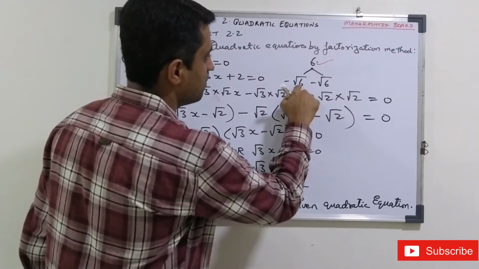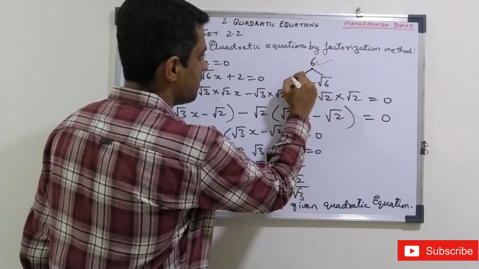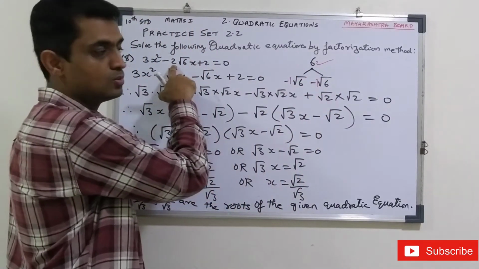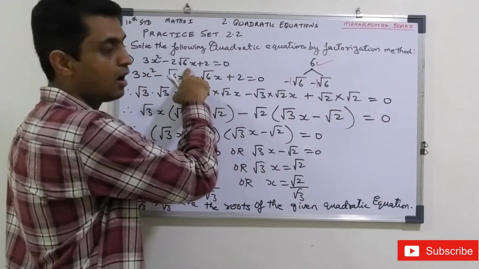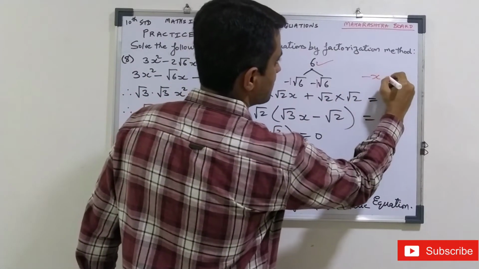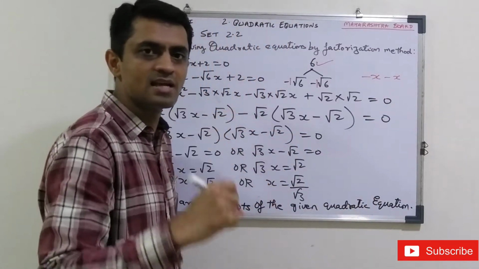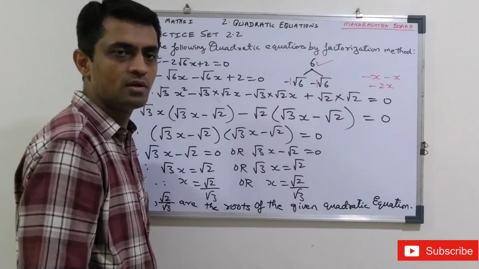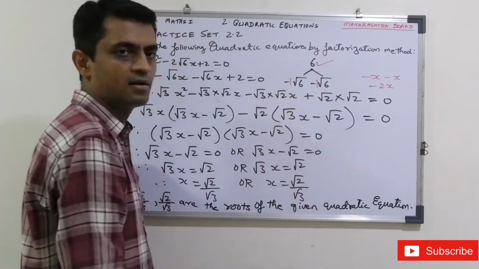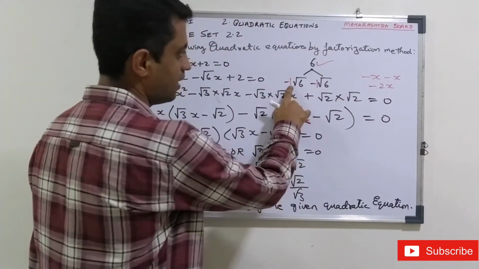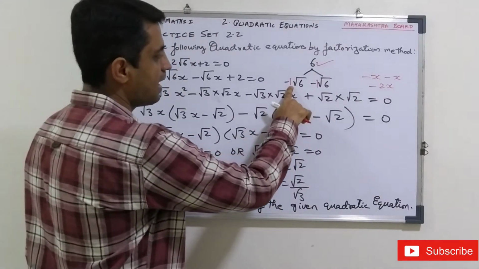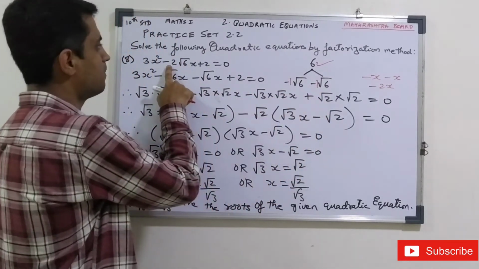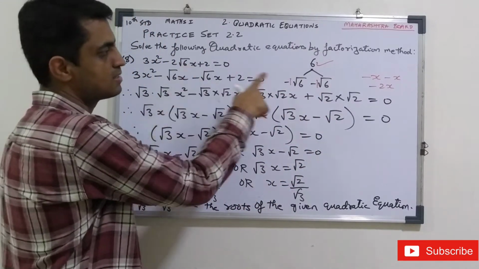Because irrational numbers you can add. Suppose nothing is there, it means 1 is there. So minus 1, minus 2, and this root 6. Just as we solve minus x, minus x is minus 2x, this way we have solved this also. Nothing is there means the coefficient is 1 here, so here also the number is 1. So we added minus 1 root 6 minus 1 root 6, which is minus 2 root 6. So it is correct?